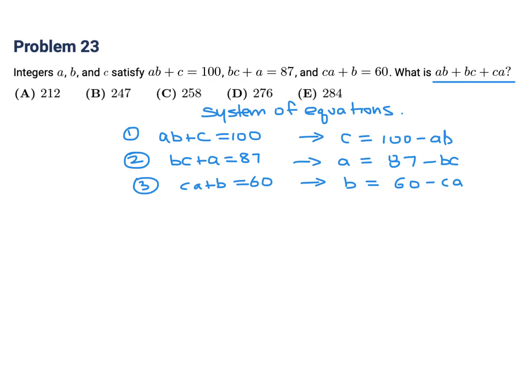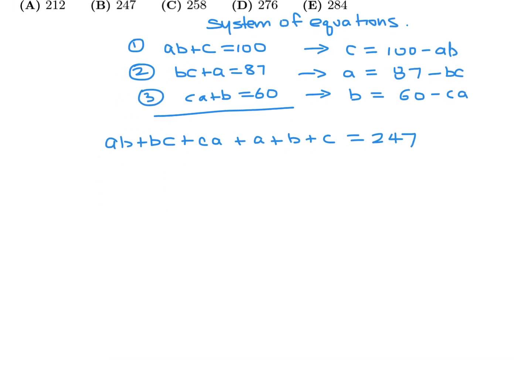Well, let's see. Let's add all these guys. If I do, I get ab plus bc plus ca plus a plus b plus c. And that would be 160, 247. I just added 100 plus 87 plus 60. Okay, so far I'm pretty sure that's pretty good. I mean, I hope it is. Now, I'm going to need a little bit more of these operations here.